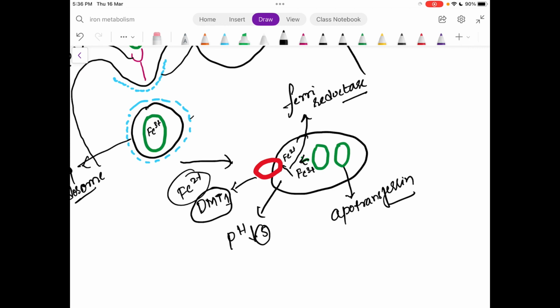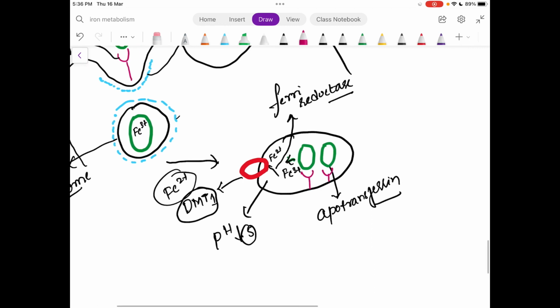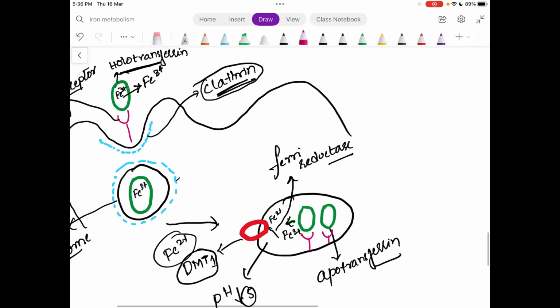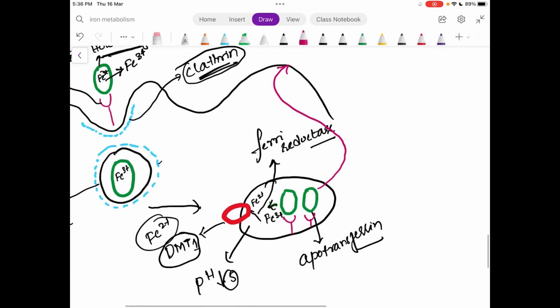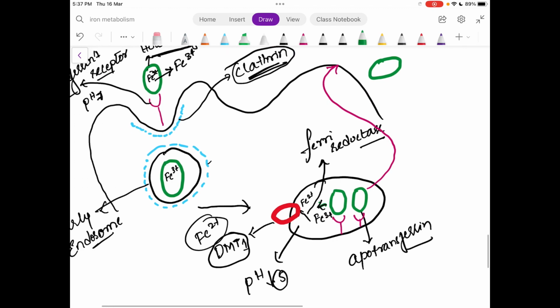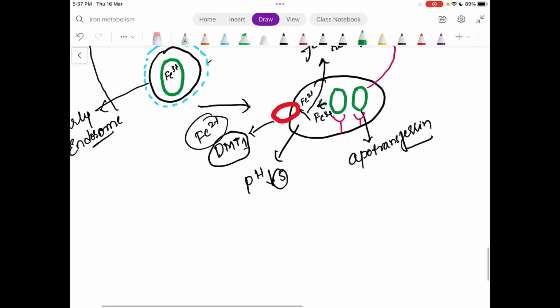And this apotransferrin, we have receptors also here. This apotransferrin and the TFR1 receptors are transported back to the cell membrane. This apotransferrin goes back to the intestinal cell, and transferrin receptors will wait on the cell membrane to accept one more holotransferrin. This is called the transferrin cycle.